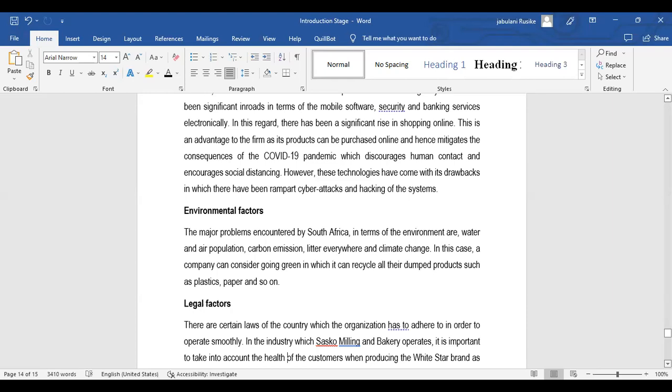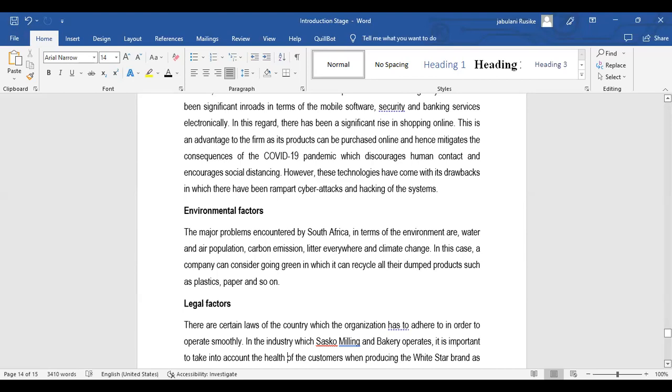So it affects their operations because they cannot just operate as they wish, right? I always give an example of the floods. If the organizations that operated long back were responsible enough, those floods would not have happened. So these are some of the environmental factors.